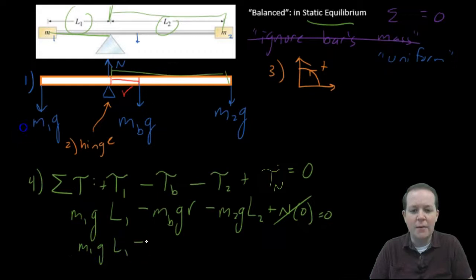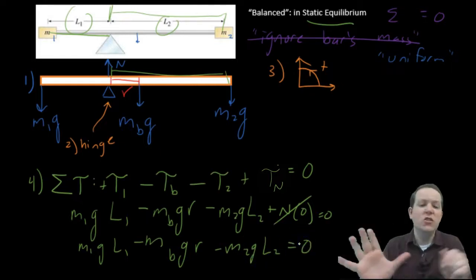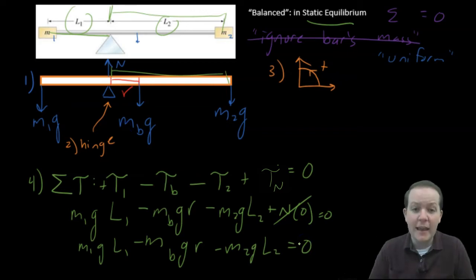M1G times L1 minus the mass of the bar times G times its distance away minus M2 times G times L2. That equals 0. Again, there's no numbers to plug in, but there is my equation. Again, don't forget those distances. Now, maybe you don't have enough information here. So what would be your next step?